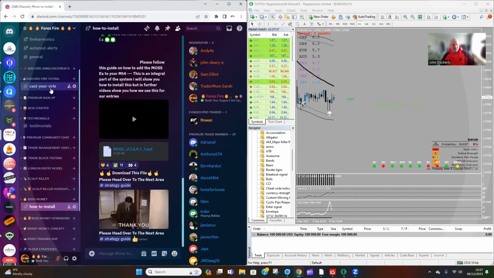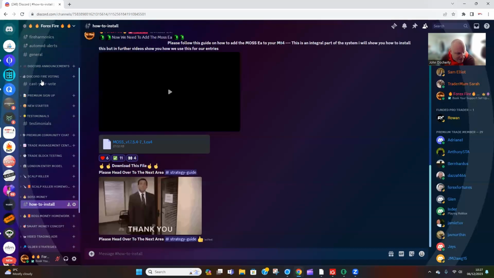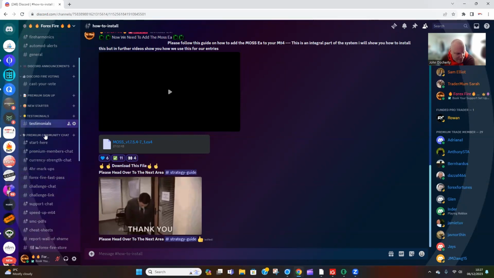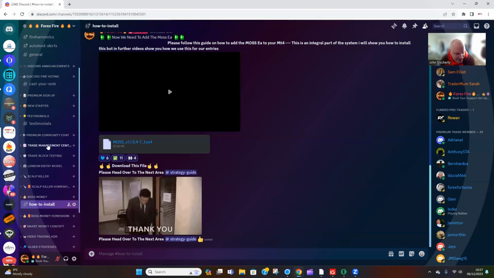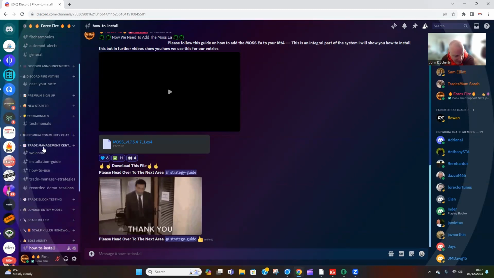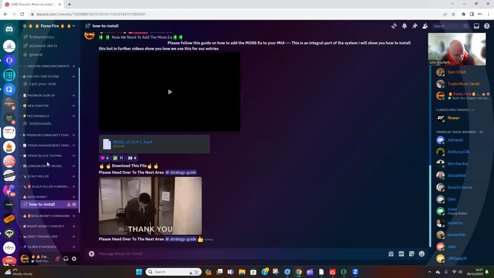We've got several areas, okay? So again, if I just maximize this at the moment, you're going to see Discord community chat. This is where we do everything premium-wise, okay? Underneath that is the Trade Management Center or the Trade Manager System. This is telling you how to install that. And then we've got the strategies, which is the London entry model, which is a 5-minute entry. We've got Scalp Killer and we've got Boss Money.